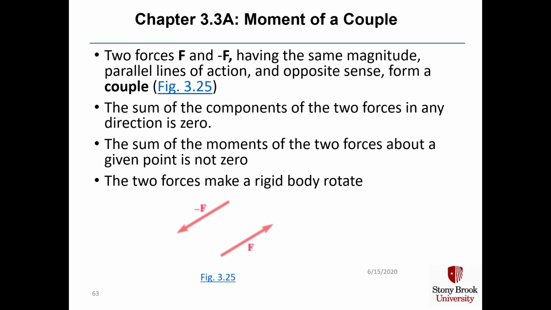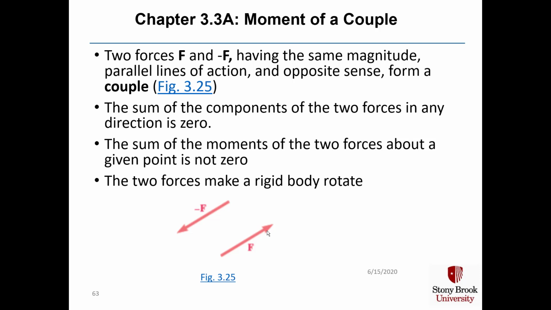Now we're going to discuss the concept of the moment of a couple. Two forces, F and minus F, having the same magnitude, parallel lines of action in opposite sense, form a couple, as shown in figure 3.25. The sum of the components of the two forces in any direction is 0, and the sum of the moments of the two forces about a given point is not 0. The two forces make a rigid body rotate, in this case counterclockwise.